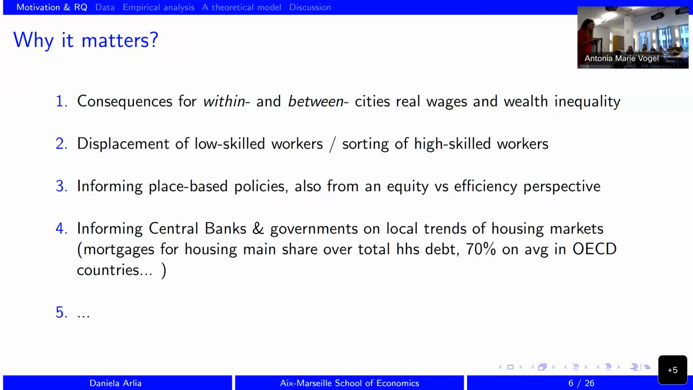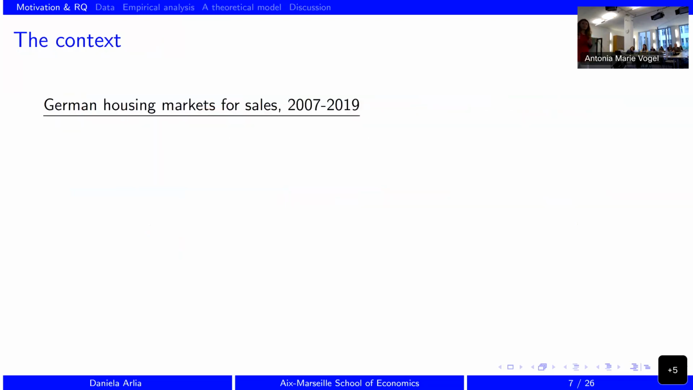So understanding the price dynamics at different quartiles of the different submarkets or segments of the housing distribution can help central banks in developing effective monetary policies and for stability reasons.